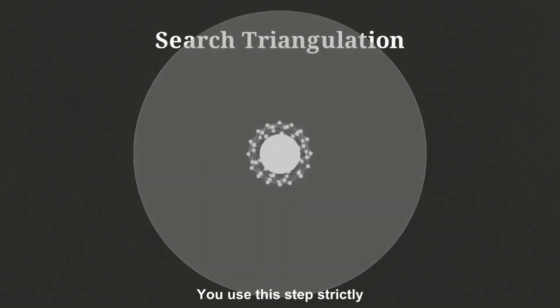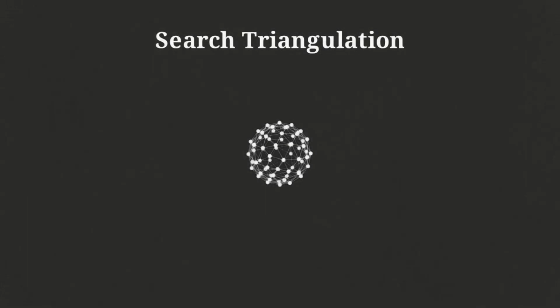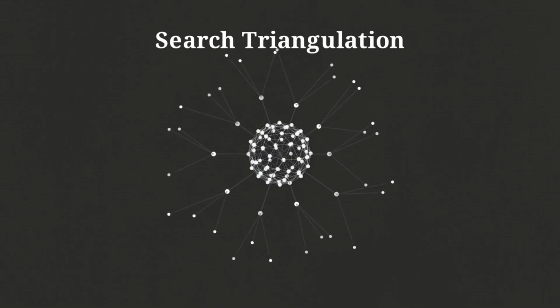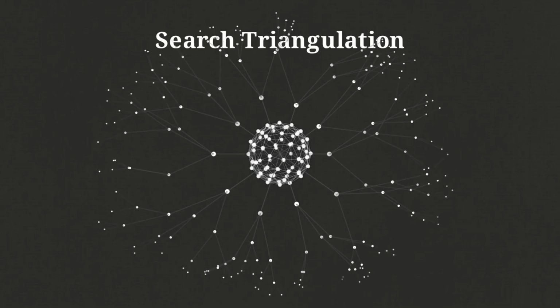The final layer is search triangulation. You use this step strictly to expose the structural blind spots your first-party data missed. You execute query fanouts using autocomplete and related search data. This maps adjacent queries branching off your core voice of customer constraints.